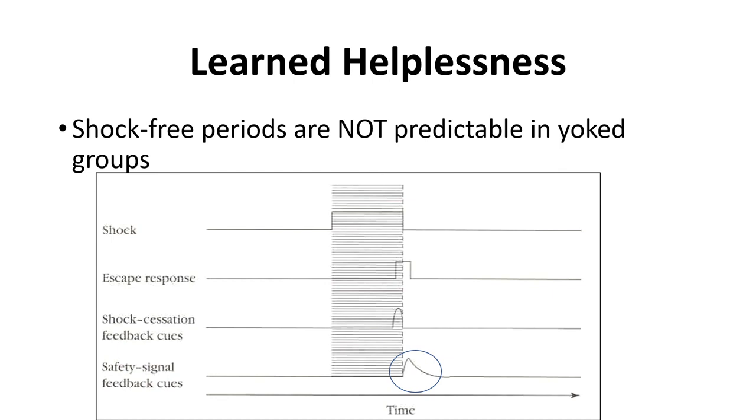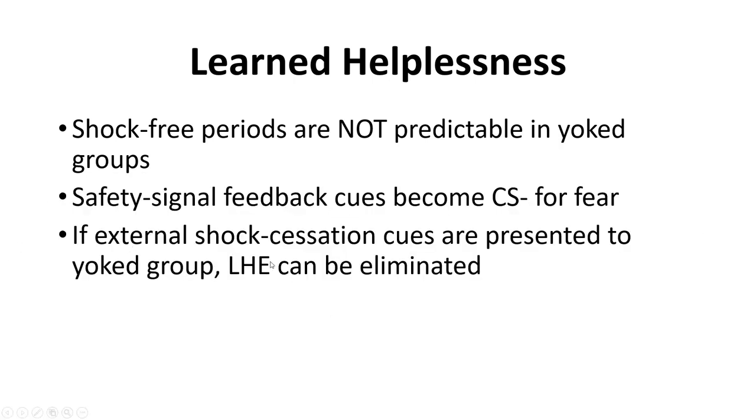And the one thing we can add from this next slide, because I already covered the first two, is that if we can somehow include an external shock cessation cue, if we present, say, a tone or a light at the end of an inescapable shock, then we can actually eliminate these learned helplessness observations. We can get rid of learned helplessness because we're giving them a signal of safety. And so that shows us that that safety signal is very, very important in this learned helplessness effect.